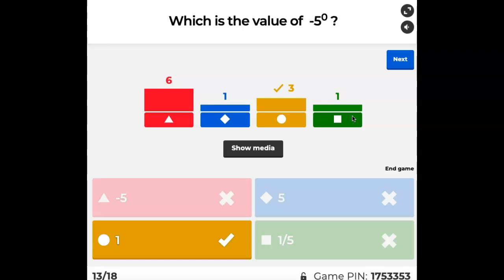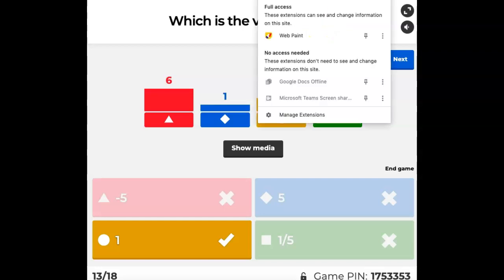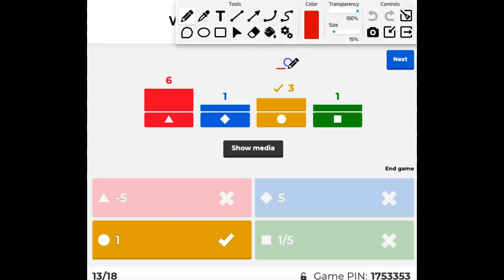So anything raised to the power of 0 is equivalent to 1. So the correct answer is 1. Others have negative 5. So any number raised to the power of 0 is equivalent to 1. It's just like saying if we have negative 5 to the power of 2 divided by negative 5 to the power of 2. Do you see this? They are the same number.